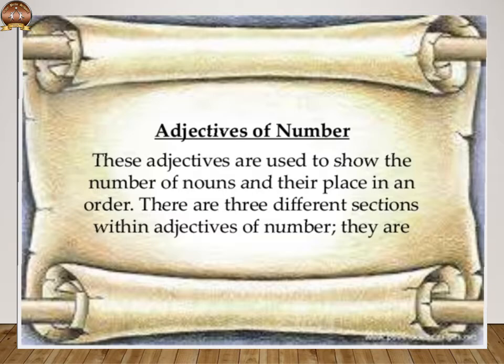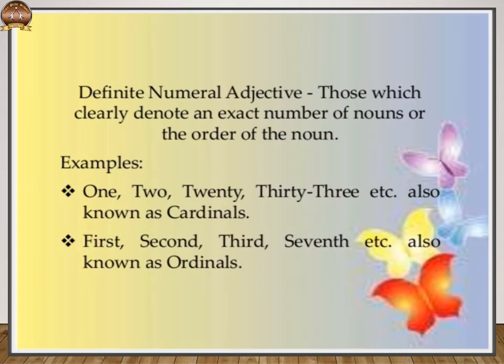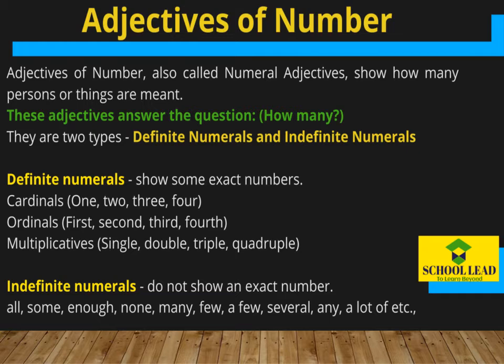Okay, now number does the exact opposite. It is used to show the exact number, and their place in the order. So we have three different sections of adjectives of number. They are definite numerals, where we get the exact number of the noun or the order of the noun. 1, 2, 3 are cardinals, and then first, second, third are ordinals. We know this in math. So these all show the exact number and exact order. Numbers are also called numeral adjectives, and they show how many persons or things are meant. And we divide them into two parts: definite numerals and indefinite numerals. Definite numerals we just studied in the previous slide, ordinals and cardinals. And sometimes we can also get examples of multiplicatives like single, double, triple, these words.